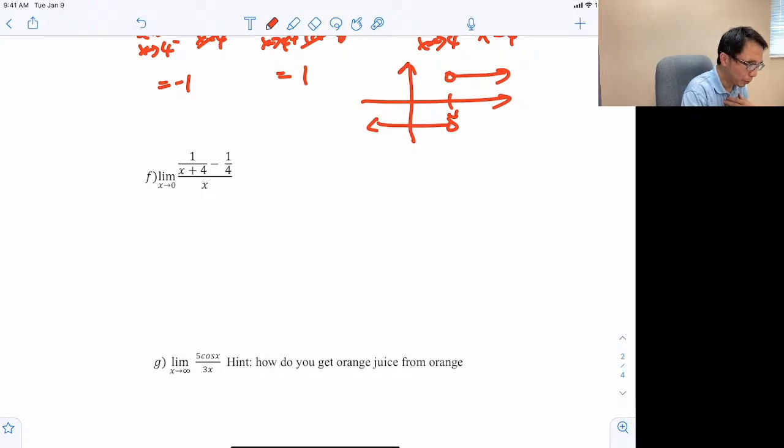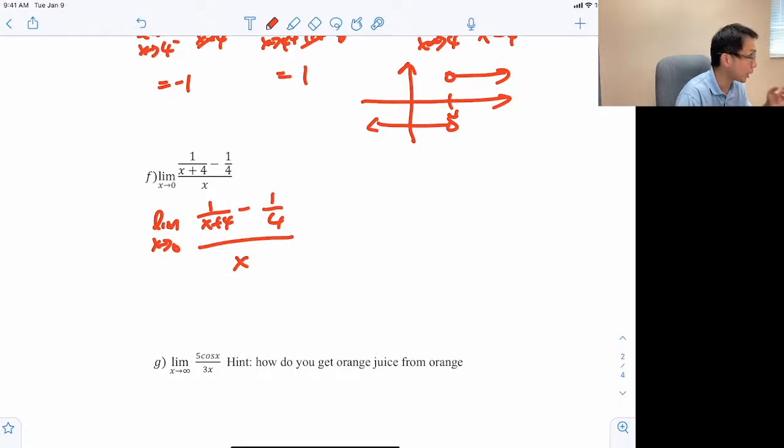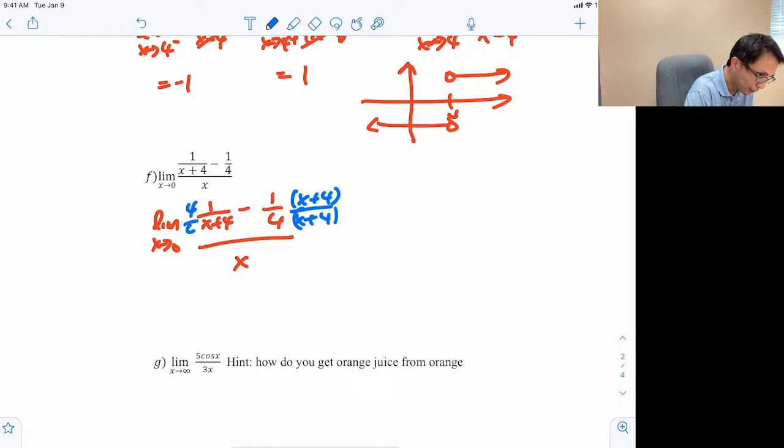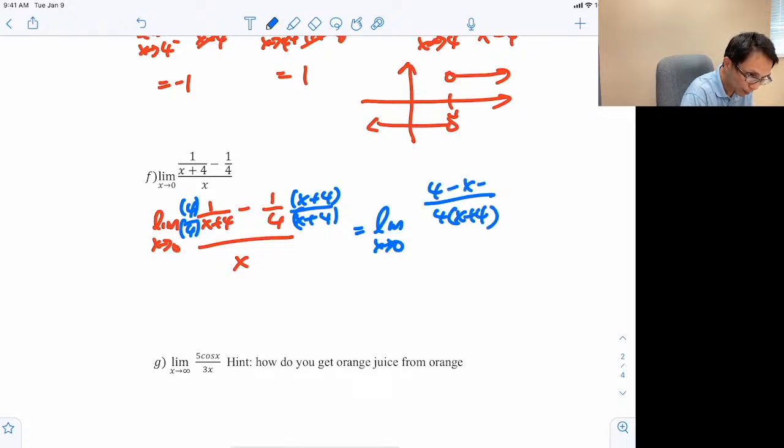A lot of people didn't do this one, which I was kind of disappointed about because this one is just adding fractions. So it'll be 1 over x plus 4, minus 1 over 4, all over x. And that's why in your algebra test, there's an adding fractions part, and it's part of your test. So I'm going to multiply by x plus 4 over x plus 4, and multiply this side by 4 over 4. And on the top it's going to be the limit as x approaches 0 of 4 minus x plus 4, but again, parentheses are going to be the key. Your best friend is going to be parentheses.